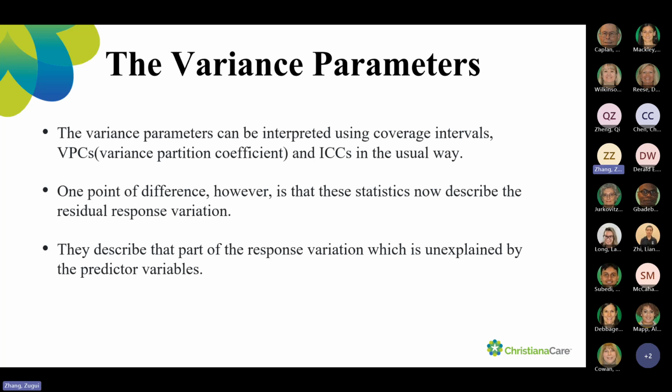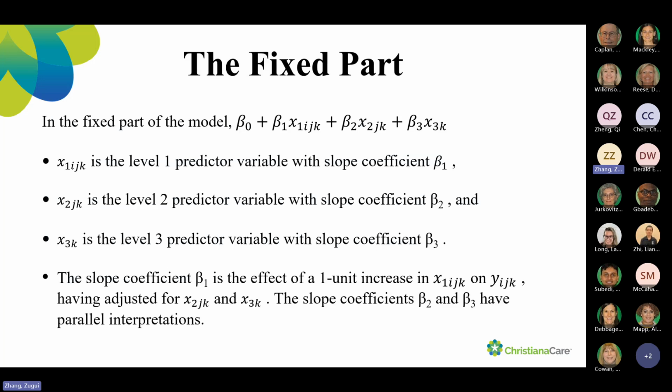And the ICC is the way we just talked about. But here it is different. Those statistics now describe the residual response variation. They describe the part of the response variable unexplained by the predictor variables.